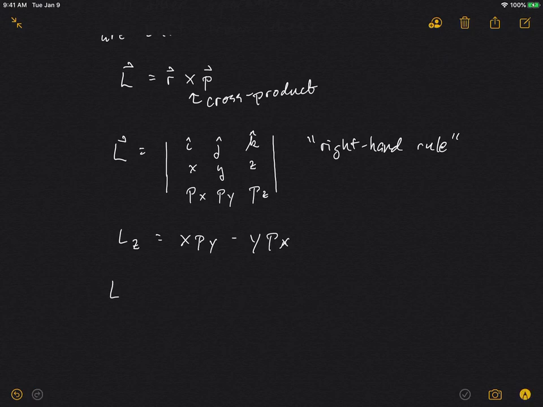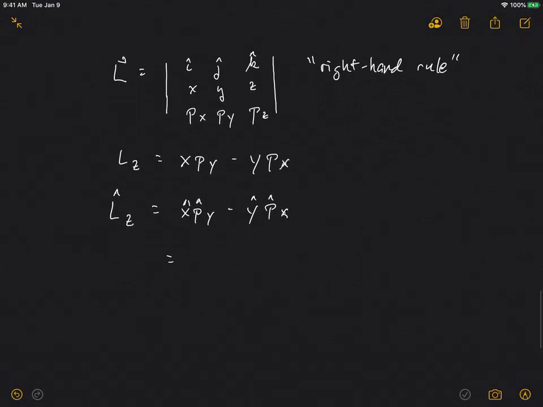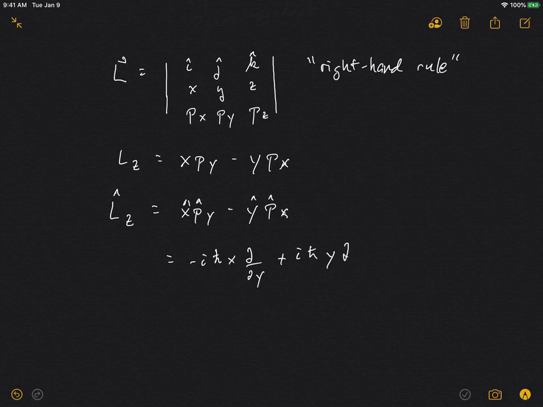The quantum mechanical counterpart then is going to be Lz equals x py minus y px, or minus i h bar x d dy plus i h bar y d dx. Where I took the liberty of moving the constants, the i and the h bar, out front.